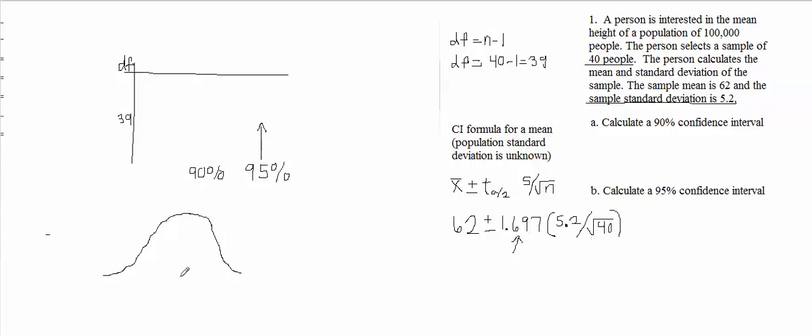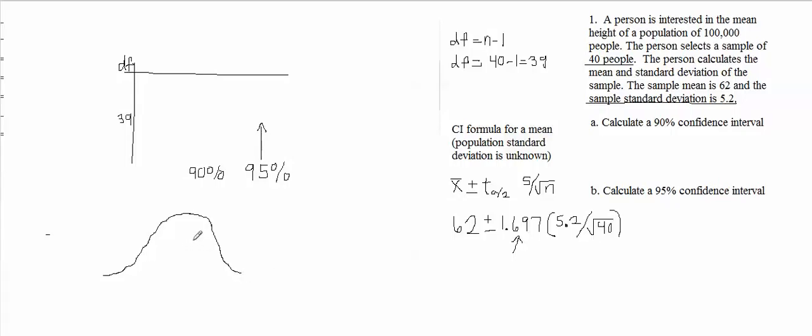If you end up getting a sample mean that's so far below the population mean that it's in the lower tail down here, then the entire confidence interval will fall below the population mean. And if you end up getting a sample mean that's so far above the population mean that the sample is in the upper tail, then the entire confidence interval will fall above the population mean.